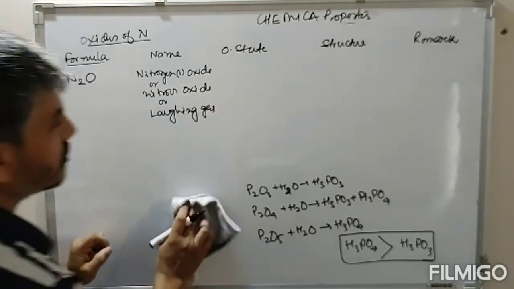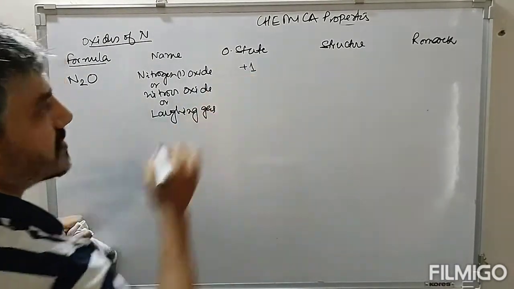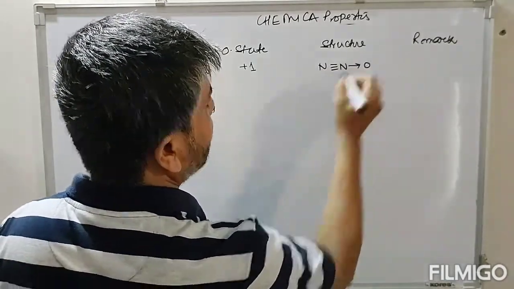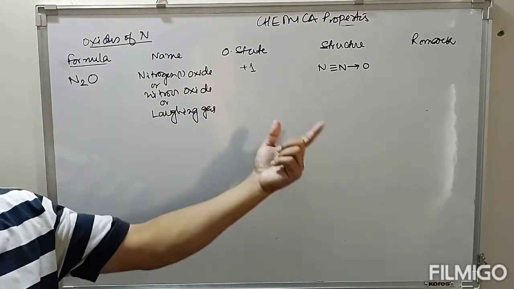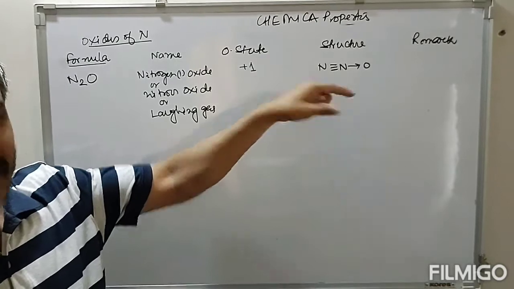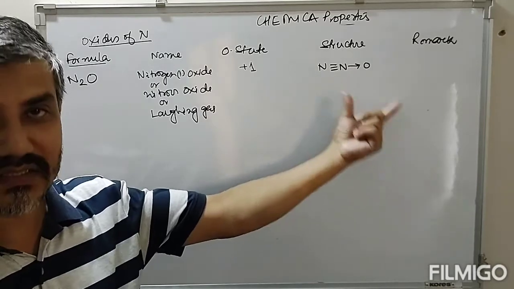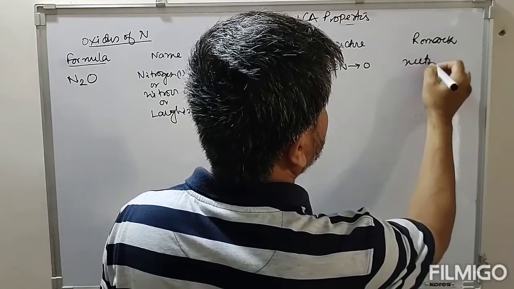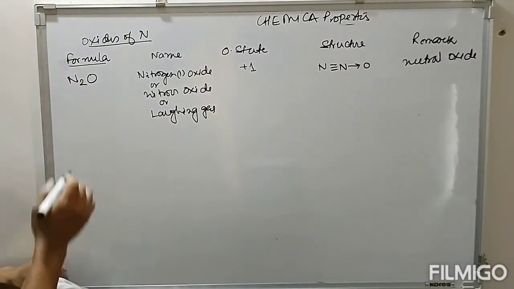So this is N2O. Now this nitrogen is in +1 oxidation state. Structure is linear. So this N-N-O bond is linear and the bond angle is 180 degrees. Nitrogen-nitrogen being the triple bond, this is the strongest or shortest bond, and it has the largest bond angle. Remark, this is neutral oxide, neutral in character. This does not react with acid as well as base.